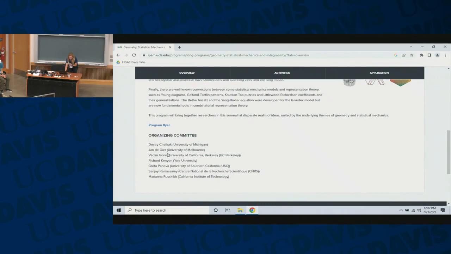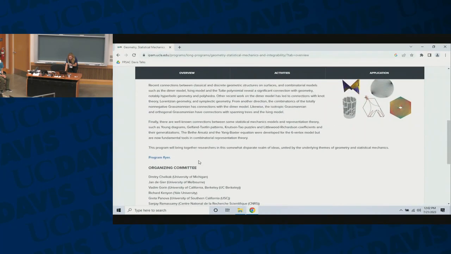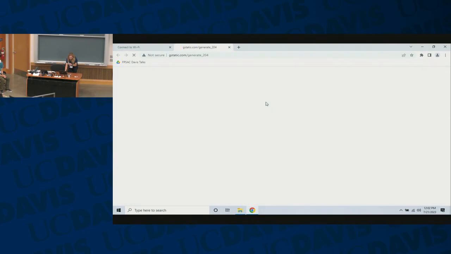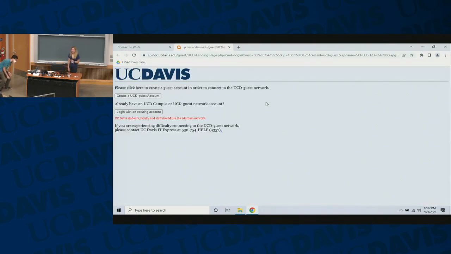Here I'm one of the core organizers of the long program. And here are some... It's a limit shape, actually, that looks like a giraffe.